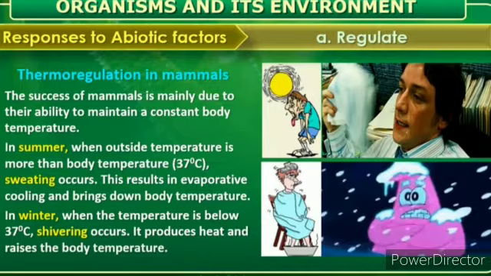In summer, when outside temperature is more than our body temperature, we sweat profusely. The resulting evaporative cooling, similar to what happens with a desert cooler in operation, brings down the body temperature. In winter, when the temperature is much lower than 37 degrees centigrade, we start to shiver, a kind of exercise which produces heat and raises the body temperature. Plants, on the other hand, do not have such mechanisms to maintain internal temperatures.